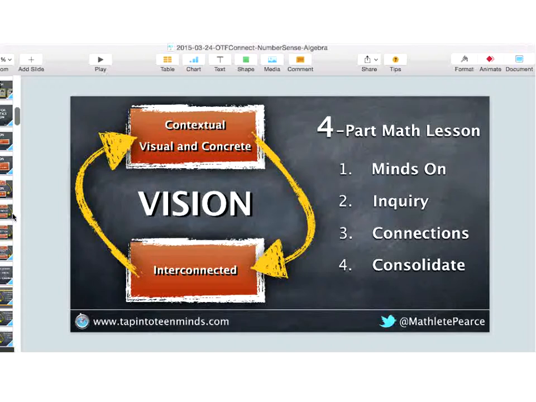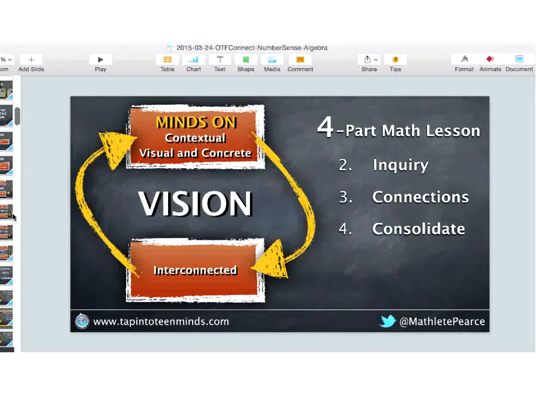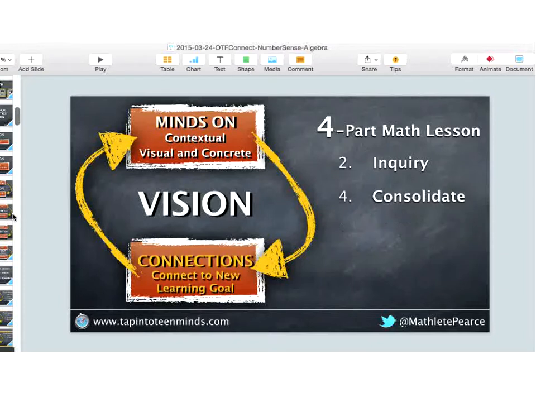I typically like to think that the minds-on is where you want to start setting the stage with that context, maybe with that visual or that concrete material, depending on what it is that you're doing. And from there, the connections piece is where we show how interconnected our math is, so where we can connect it to other parts of the curriculum. It might be from the previous day, maybe from earlier in the semester, or maybe somewhere that we're going to be taking the course later in the year.